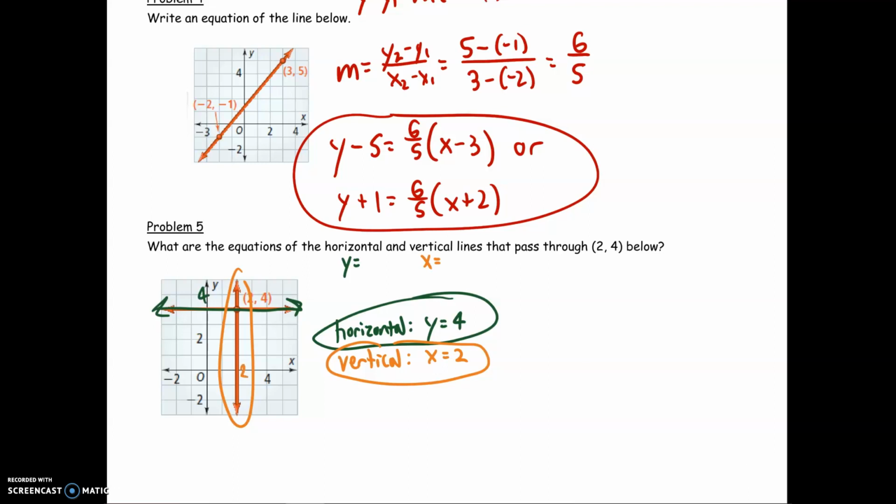I think it's probably best to just memorize which one is which. Y is always going to be horizontal. X equation is always going to be vertical. And in this case, we wouldn't need to use those formulas. We can just use whichever variable is going to match that type of graph.